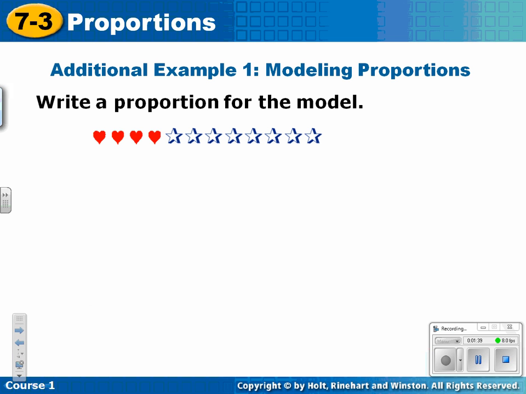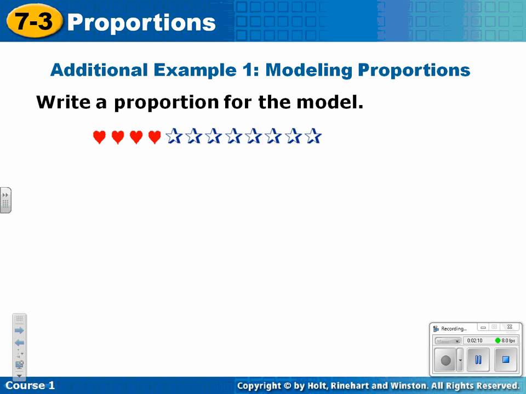Many of you are going to get this wrong on the quiz when you take this quiz. I don't know why. It just seems to trip people up. Write a proportion for the model. Okay. Well, what is a proportion? Oh, come on. Seriously. What is a proportion? Equivalent ratio.